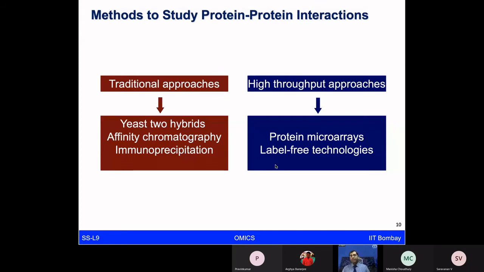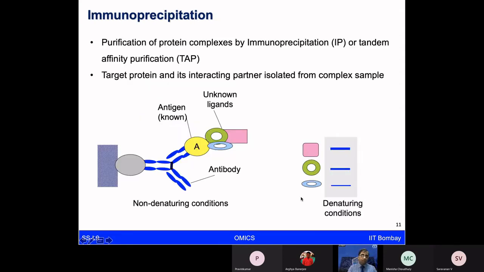So which are the methods to study these types of protein-protein interactions? On one hand, scientists have been using some traditional approaches for a long time, which are yeast two-hybrid, affinity chromatography, and immunoprecipitation. But more recently, more high throughput approaches have come forward, which include protein microarrays and various types of label-free technologies. Of course, given the time and the focus of the course, I'm not going to talk about each technology in detail. I will hardly cover 2-3 slides to give you some flavor of these technologies. But we would like to give you a little more familiarity with doing this kind of analysis, and that's where we'll have a hands-on session to give you some more illustration.